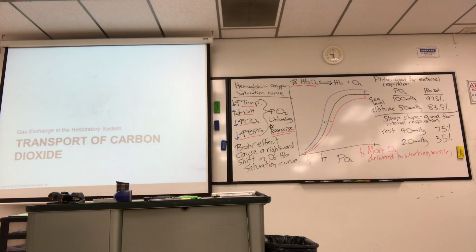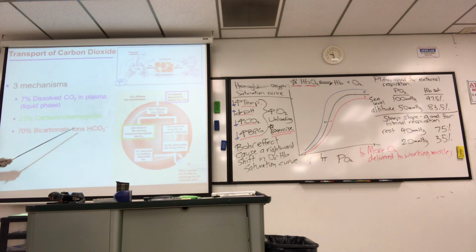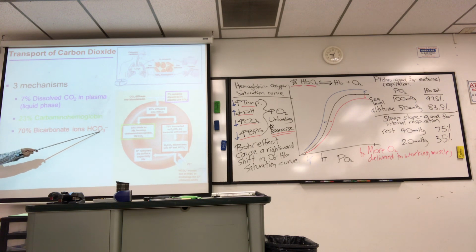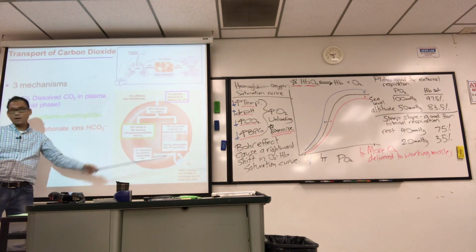Now I want to talk about the transport of CO2. Before the break, I gave you all the numbers. I said 100% is like 60 ml CO2 per deciliter, and I broke it down for you. Remember that? 7% was dissolved. 23% was bound to hemoglobin, called carbaminohemoglobin, about 15 mls. And the rest, about 40 mls, is in the form of bicarbonate, HCO3⁻. So this is a picture of it: either dissolved, bound to hemoglobin, or in the form of bicarb.